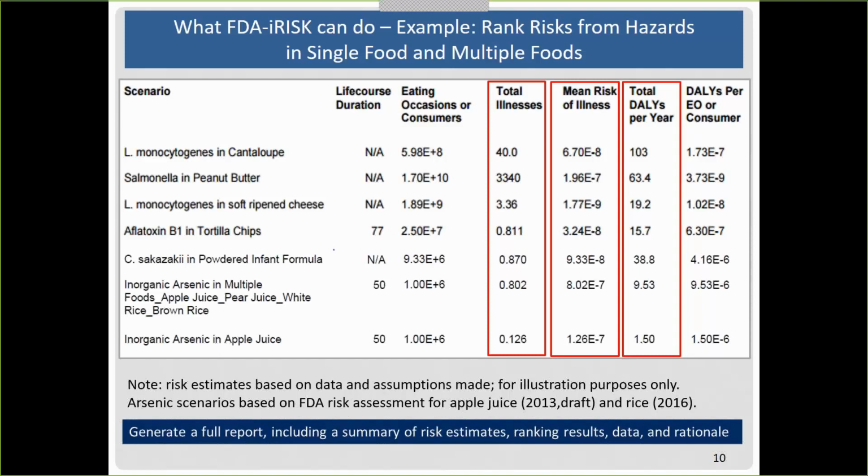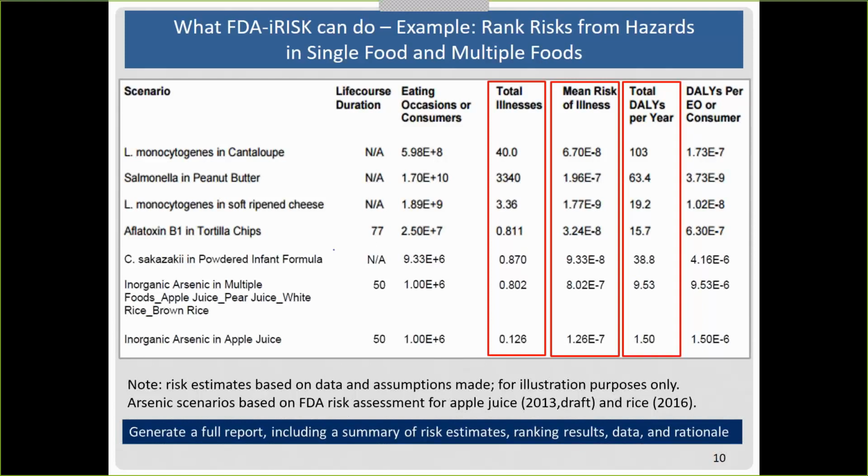In addition to the summary table, FDA-iRISK generates a full report that documents the details of the risk model and results. The full report provides transparency. It can include all the data, information, and rationales the user enters to develop the scenarios. More powerful modeling features in version 4 take it even further.